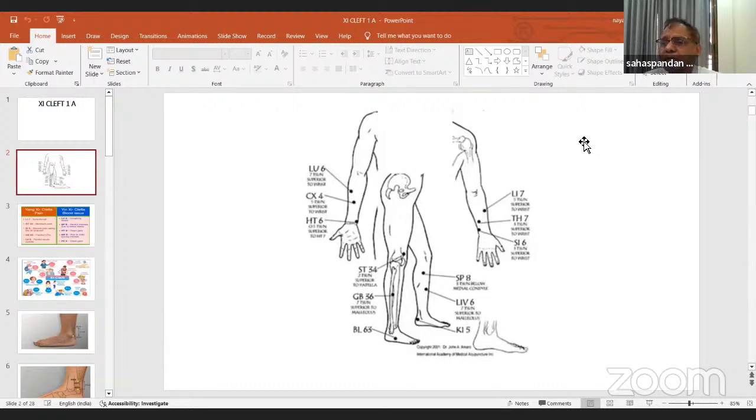These are the Xi-Cleft points. All are requested, please stop your video. Dr. A. Rajkumar Sharma, Rajkumar Sharma, please stop your videos.